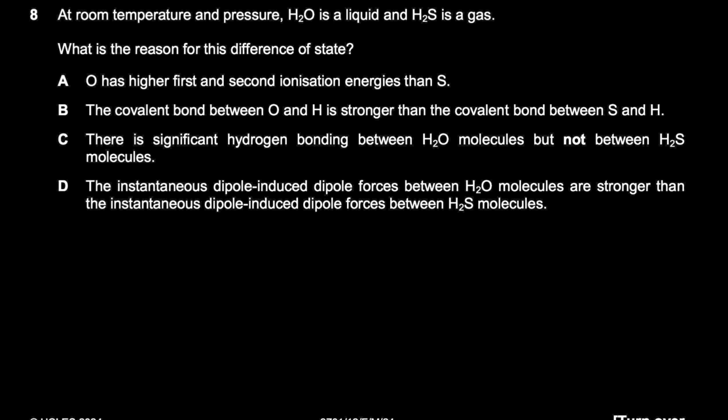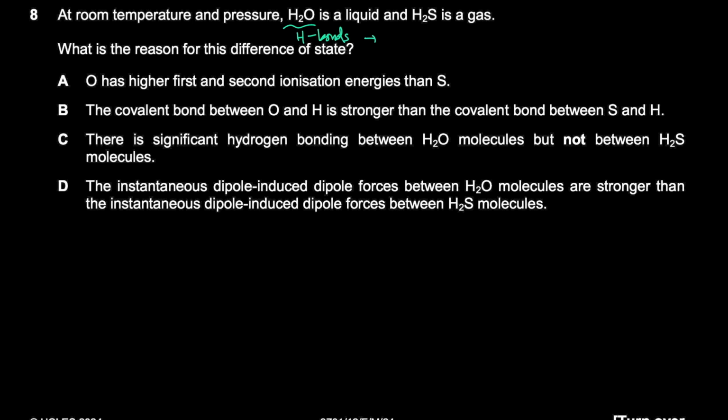At room temperature and pressure, H2O is a liquid and H2S is a gas. What is the reason for this difference of state? So in other words, the question is asking, why does H2O have a higher boiling point? Right? Why does it have a higher boiling point? Why is it a liquid at room temperature? The reason it has a higher boiling point is because we have hydrogen bonding between H2O molecules, right?